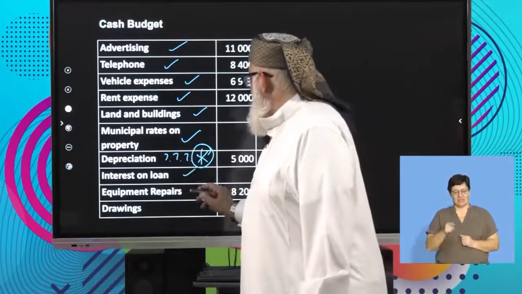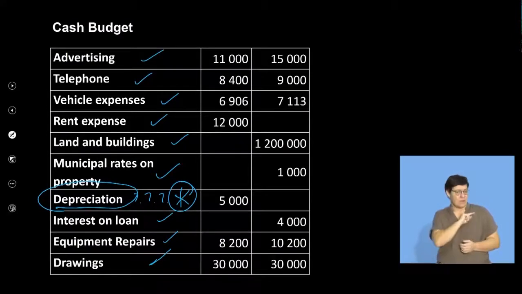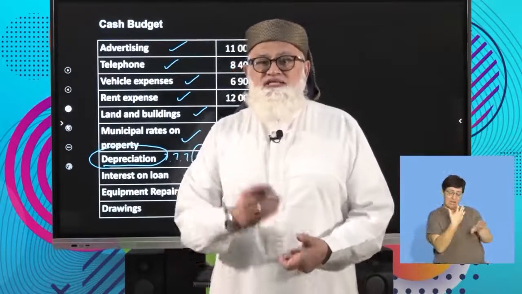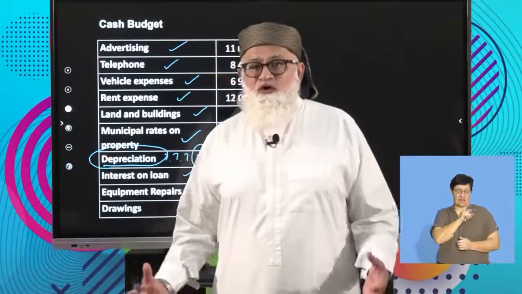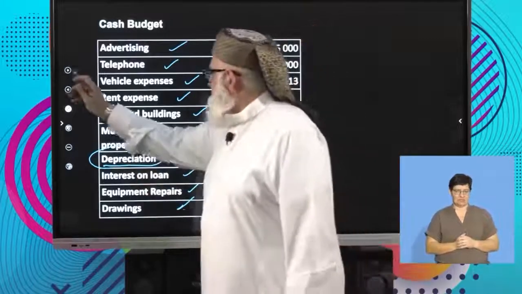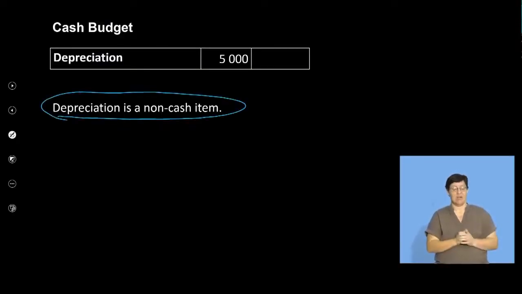Yes, interest on loan, equipment, drawings, if the owner is taking cash, would appear. So all of these items, this one here, depreciation, is the one that does not appear in my cash budget. And the reason, we've made it very clear to you, is that it is an imputed expense. It's an expense that does not affect the flow of funds and therefore does not feature in my cash budget. So there we go. We explained it, that it is depreciation and the reason why it is a non-cash item.